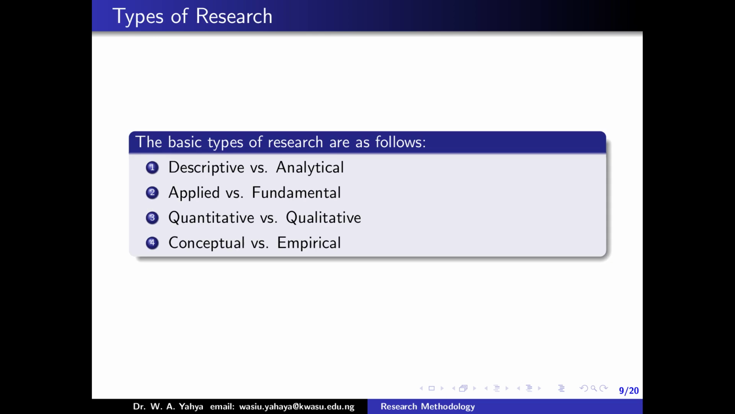What are the types of research? So we can group research into these categories. The first one is the descriptive and analytical research. The second one, applied and fundamental research. The third, quantitative and qualitative research. The fourth, conceptual and empirical research. So these are like words and opposites. Descriptive is different from analytical. Applied research is different from fundamental research. Quantitative research is different from qualitative research. Conceptual research is different from empirical research.